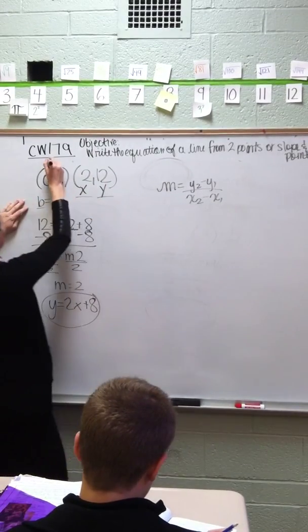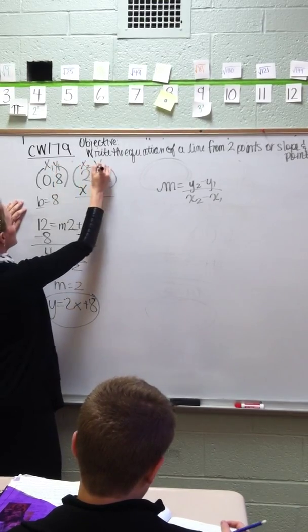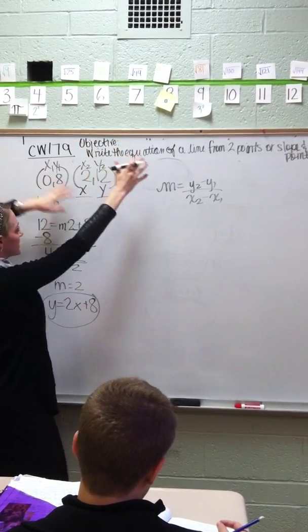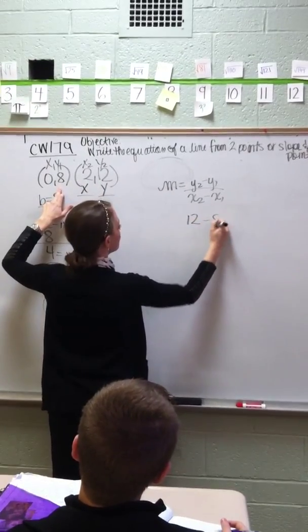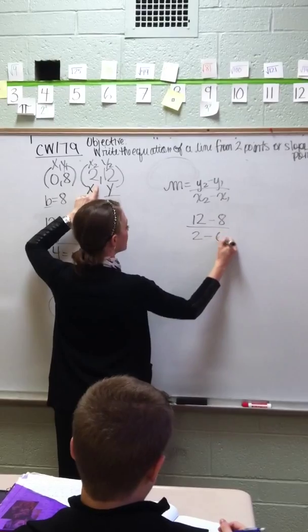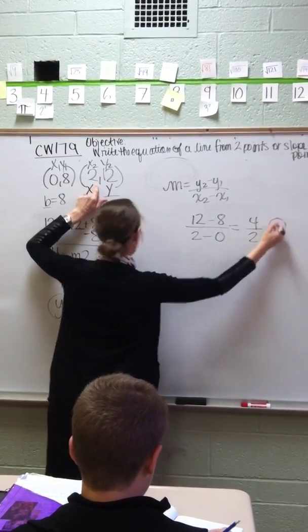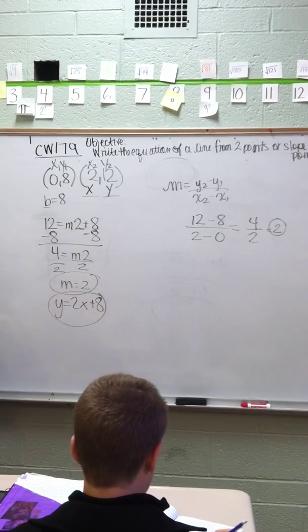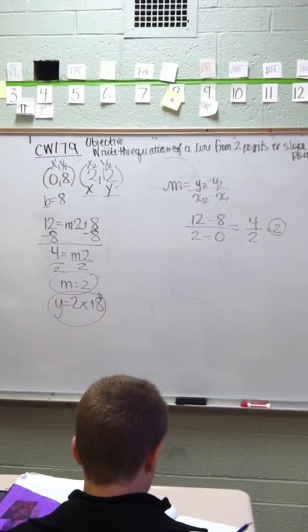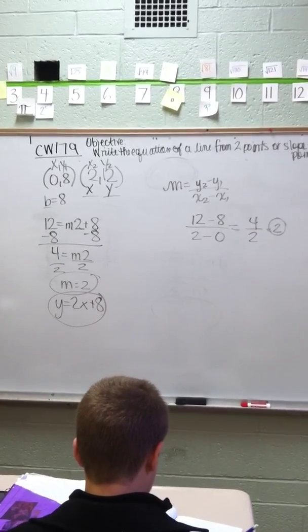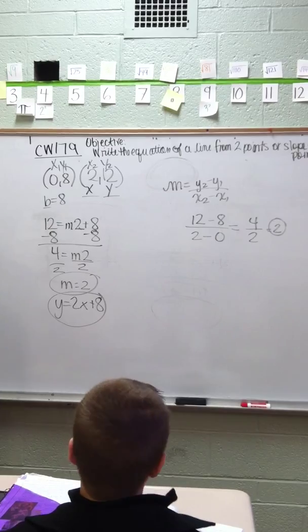So if I have (x1, y1) and (x2, y2), it doesn't matter which one's 1 or 2, you just have to keep it consistent. So we have 12 minus 8 over 2 minus 0, which is 4 over 2, which is equal to 2. So I got the same slope as I did right here, going in a different direction but getting back to the same endpoint. Are we okay there? Yes.